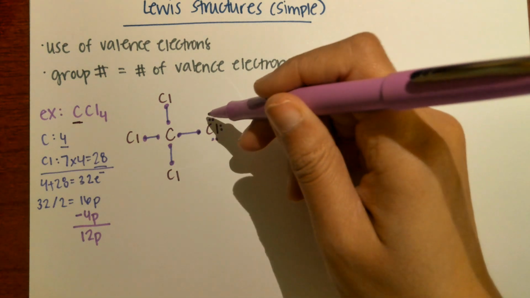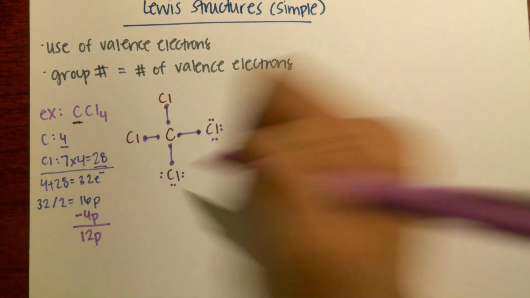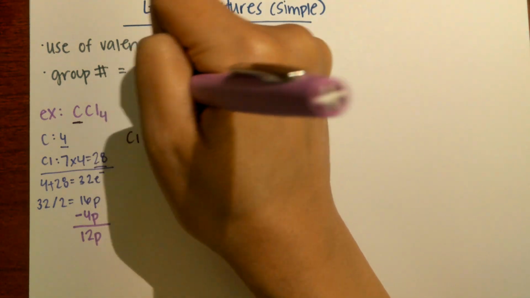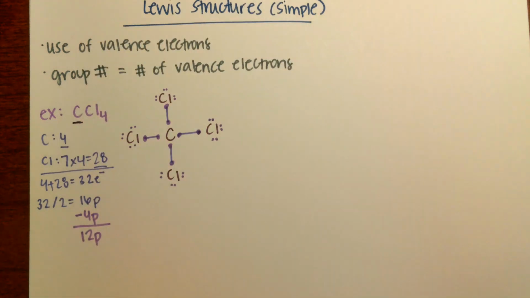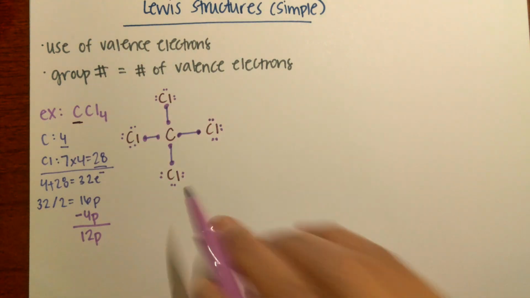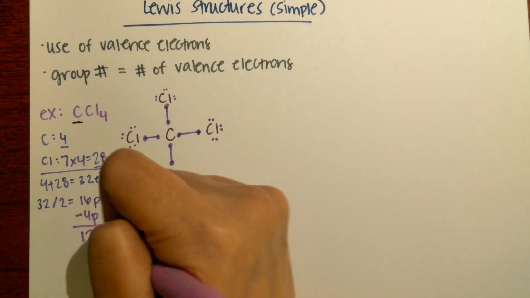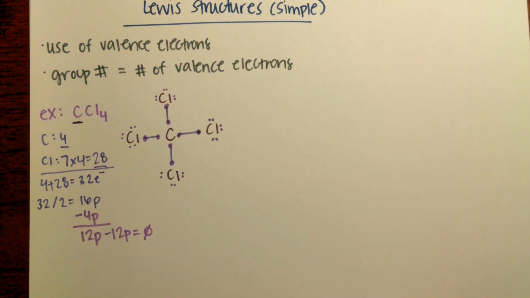So I just did 1, 2, 3 pairs, 1, 2, 3 pairs, 1, 2, 3 pairs, 1, 2, 3 pairs. So I did 3 pairs on 4 chlorines, so 3 times 4 is 12. I used all pairs of electrons, and I'm done. And that's pretty much it.